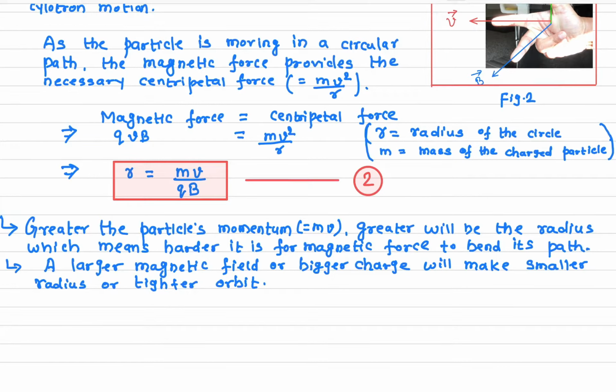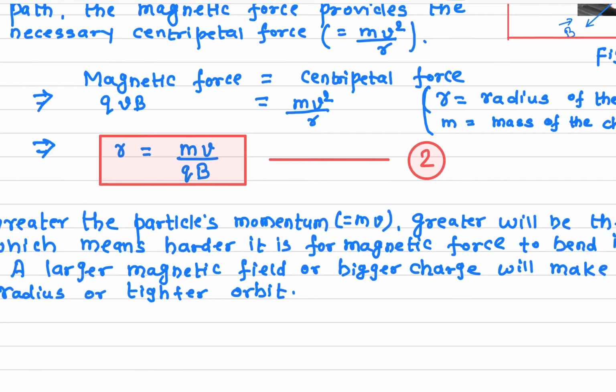What is that? The r is the radius, and it depends upon the mass, it depends upon the velocity. The mass times velocity is the momentum, which means the greater the momentum of the charged particle, the bigger the circle it will move in. Or the larger the velocity, the bigger the circle. Or the larger the mass of the charged particle, the bigger the circle.